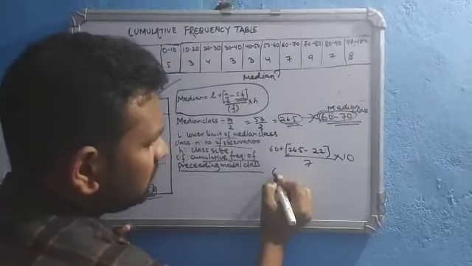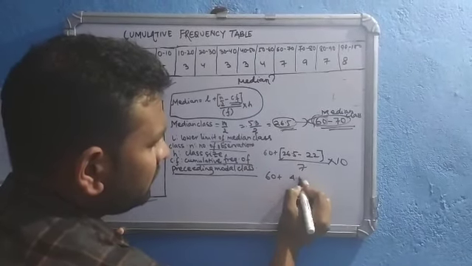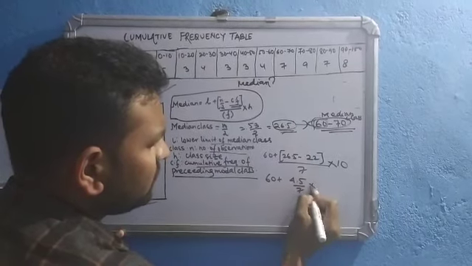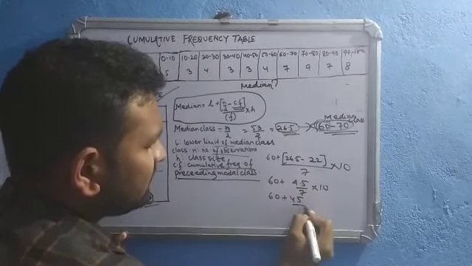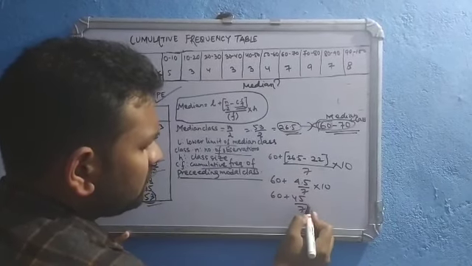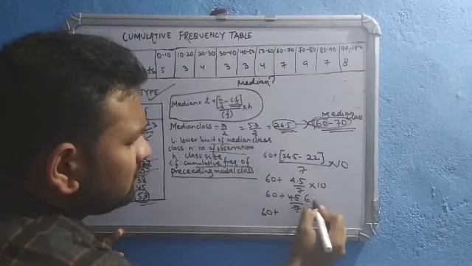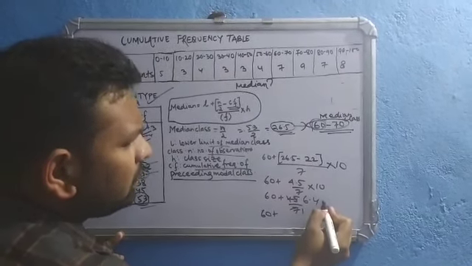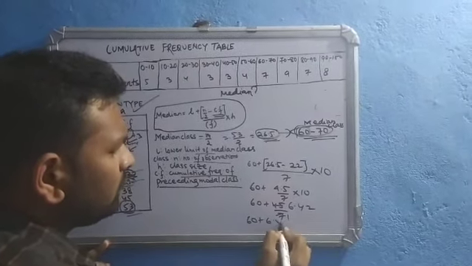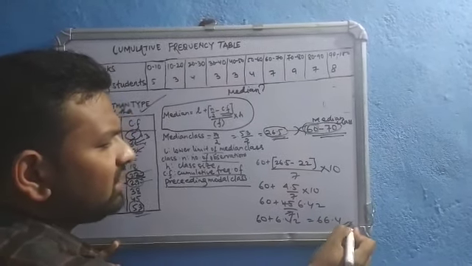Let's try it out. 60 plus this will be 4.5 divided by 7, into 10. So this will be 60 plus 45 divided by 7. So this will be around 6 point something, around 6.42. So this will give you around 66.4 as your median.